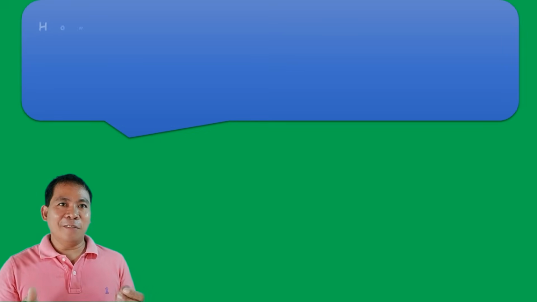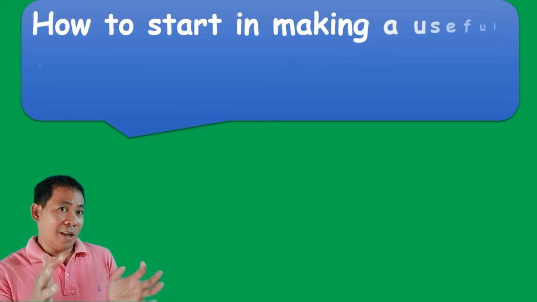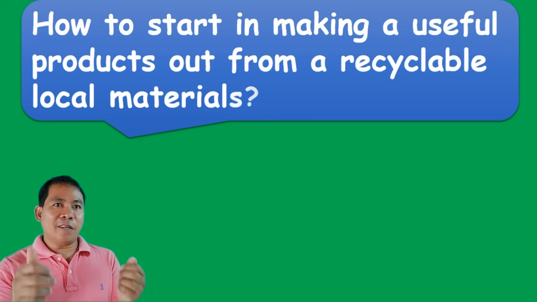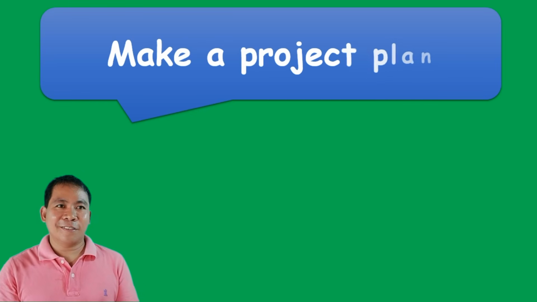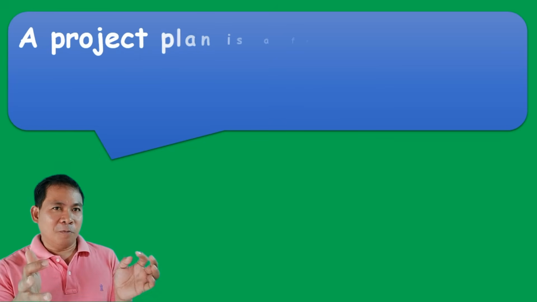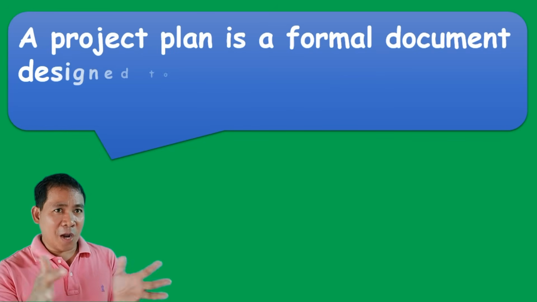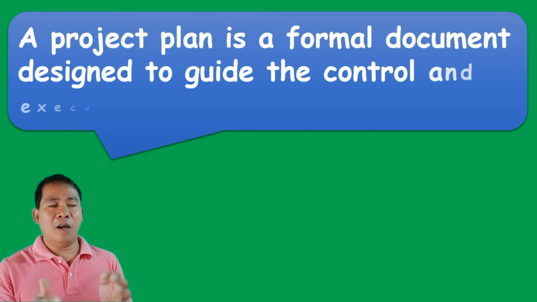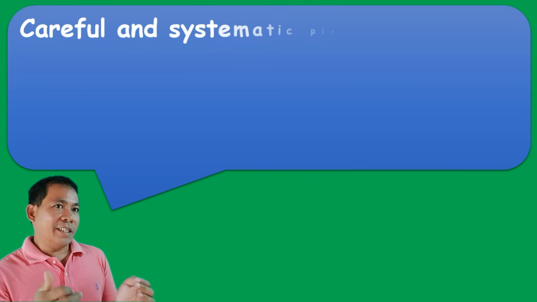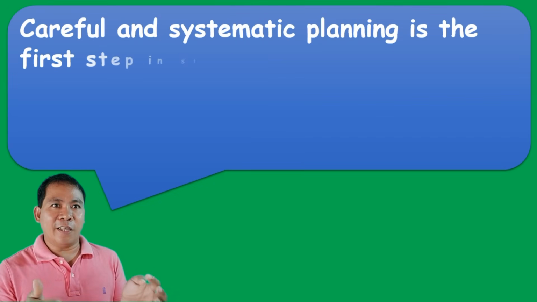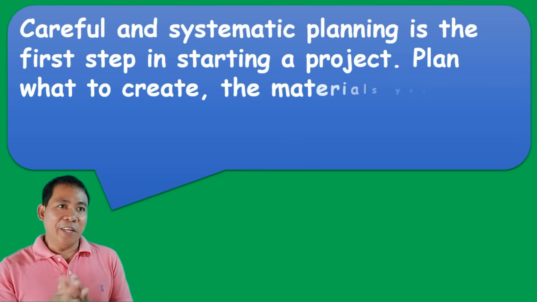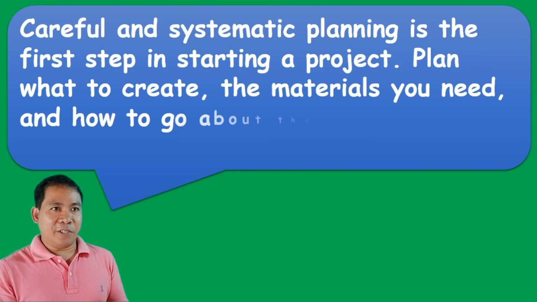How to start in making useful products out of recyclable local materials. Make a project plan. A project plan is a formal document designed to guide the control and execution of a project. Careful and systematic planning is the first step in starting a project. Plan what to create, the materials you need, and how to go about the project.